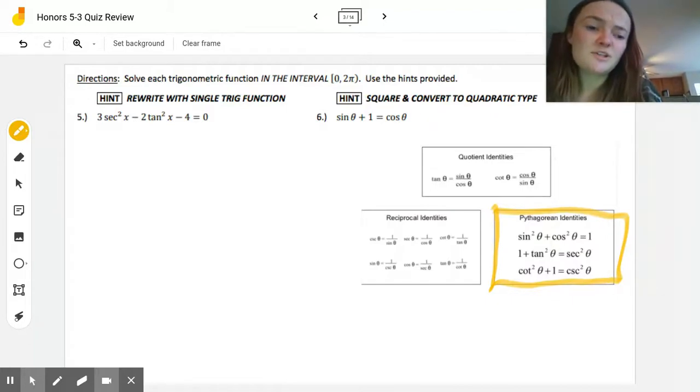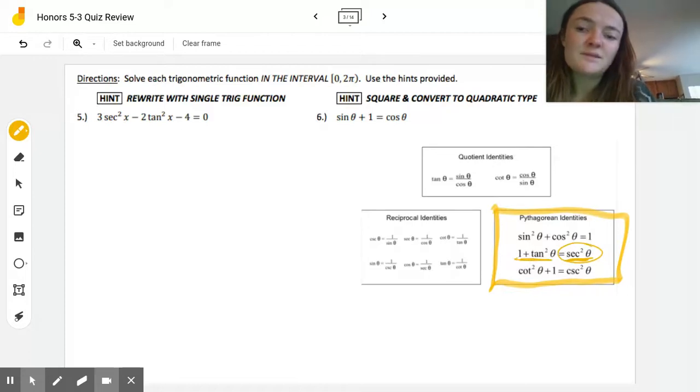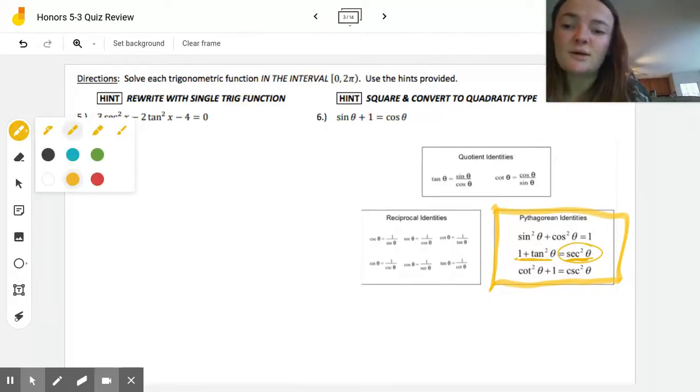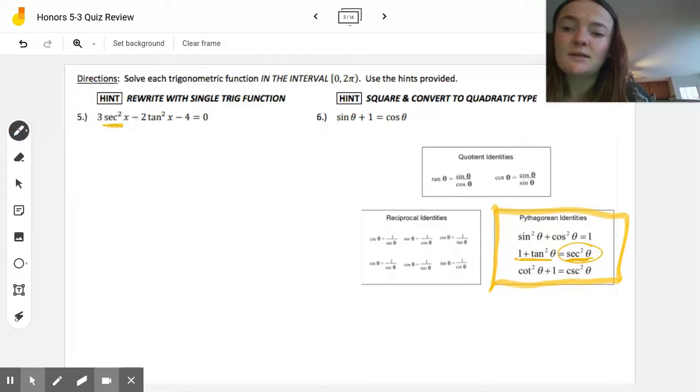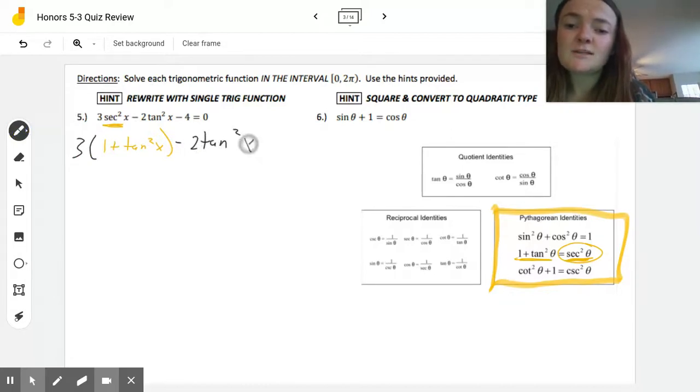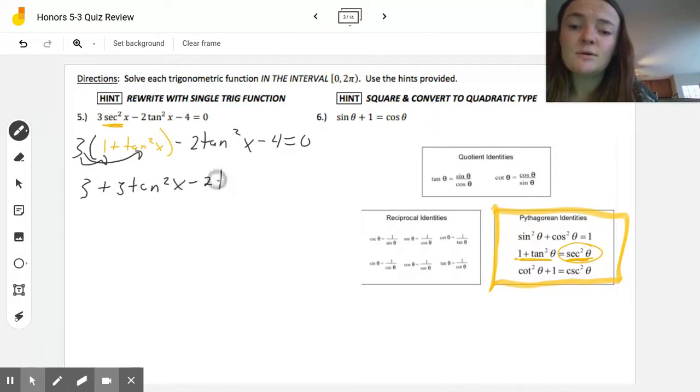Well, if I look, just because I'm lazy, I want to pick the easiest thing. I already know what secant squared is. Secant squared is 1 plus tangent squared. So I'm going to replace it. So 3 times 1 plus tangent squared x minus 2 tangent squared x minus 4 is equal to 0. So if I go ahead and distribute the 3 out, I get 3 plus 3 tangent squared x minus 2 tangent squared x minus 4 is equal to 0.